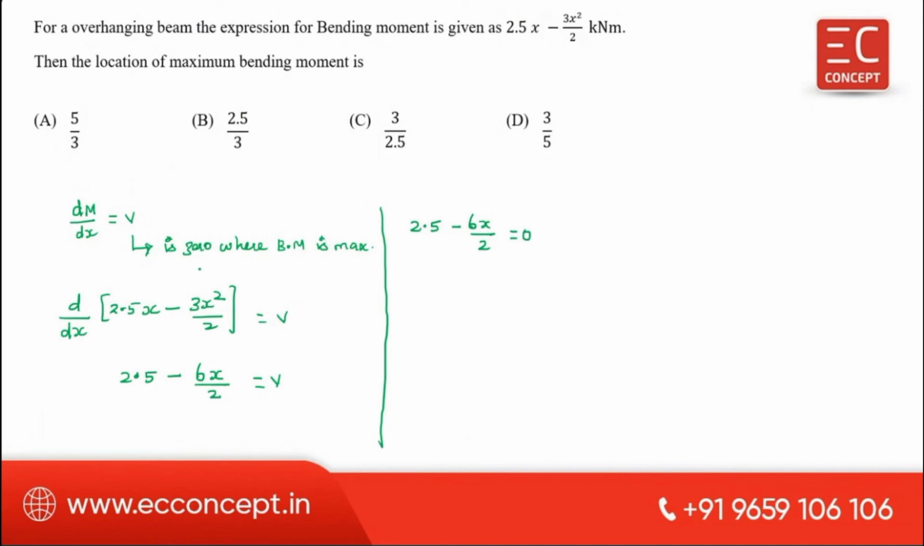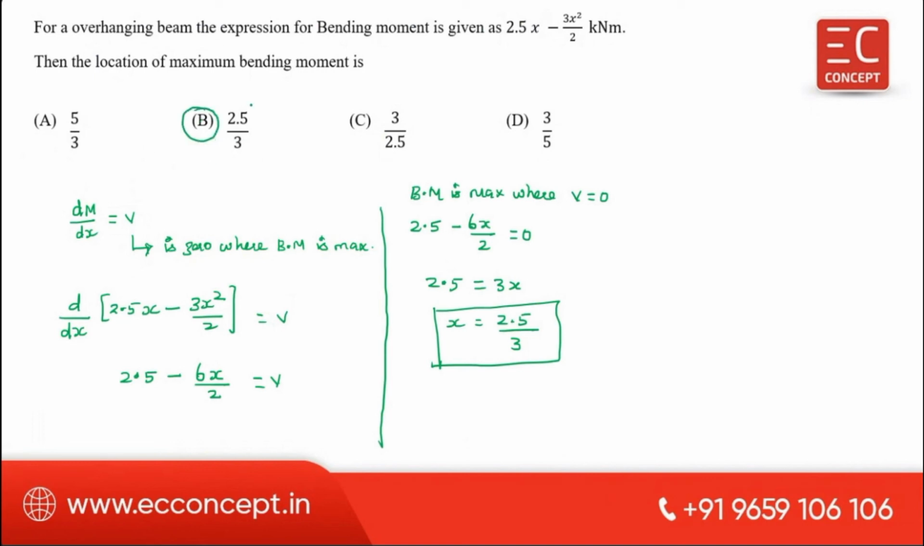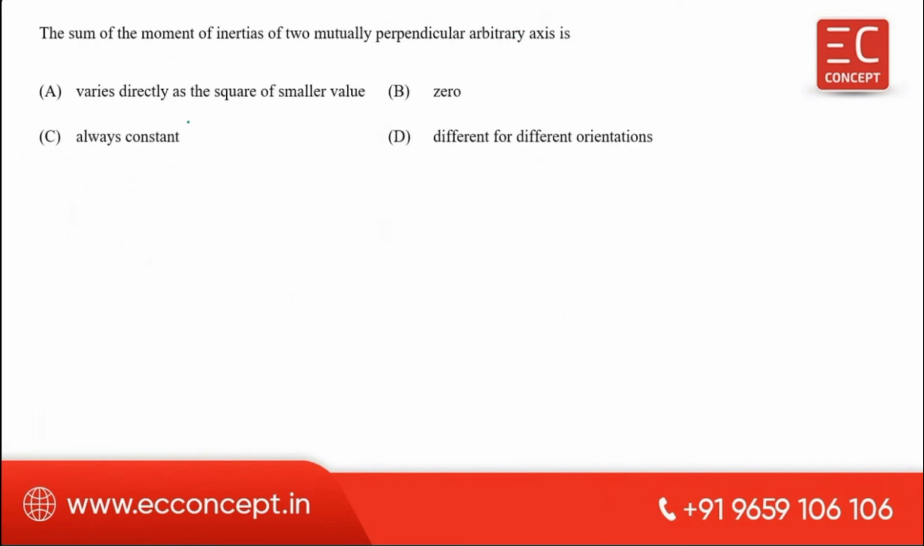Since bending moment is maximum where shear force is 0, therefore, 2.5 is equal to 3x. So x is equal to 2.5 divided by 3. So at a distance of 2.5 divided by 3, you will get the maximum bending moment. So answer B is correct.